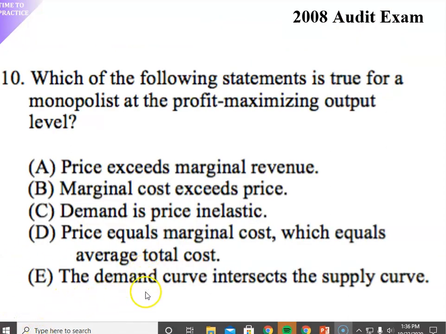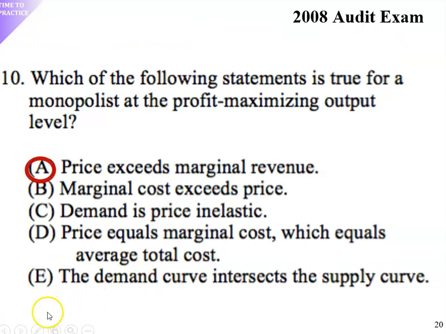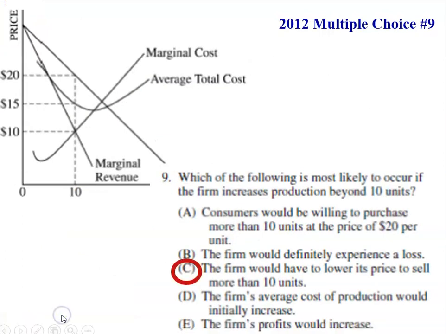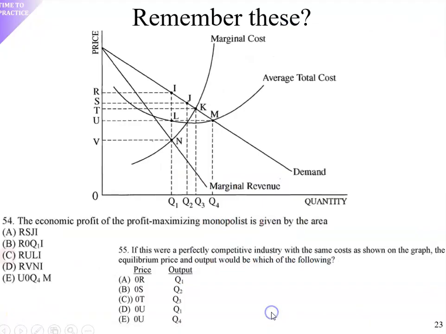Here's a practice question, and the answer is A. Another one, and the answer is B. And for this one, the answer is C. The answer is C for 54 and C for 55.